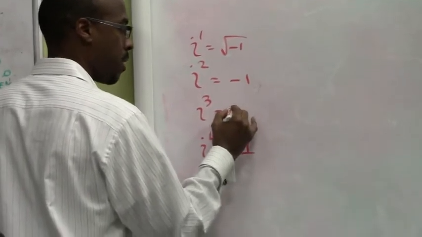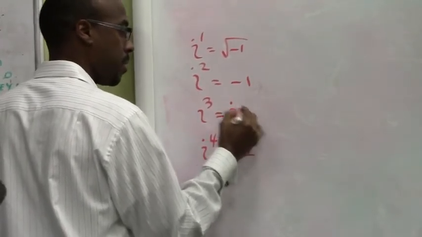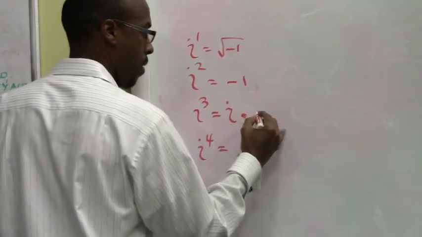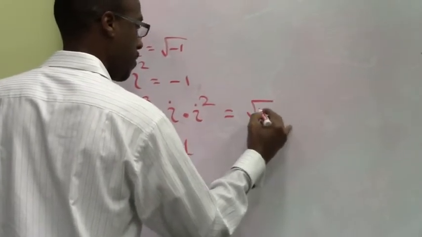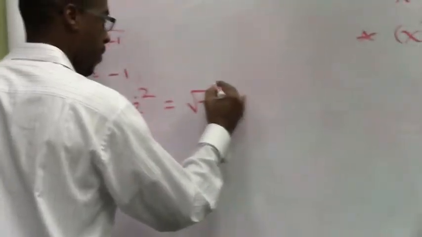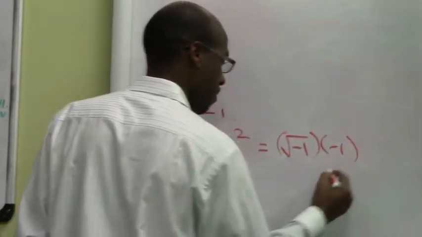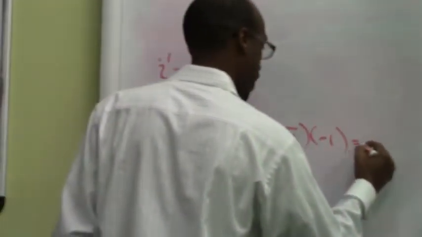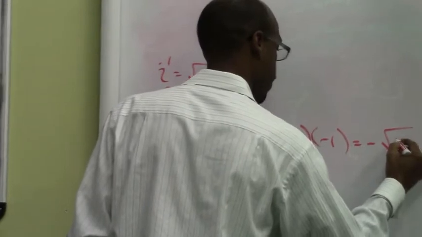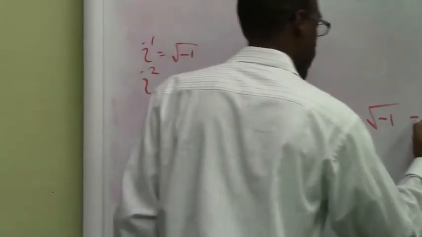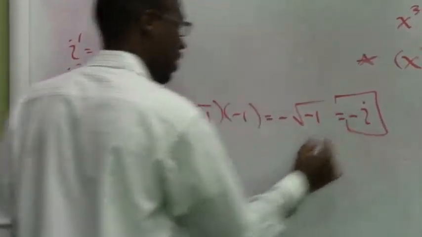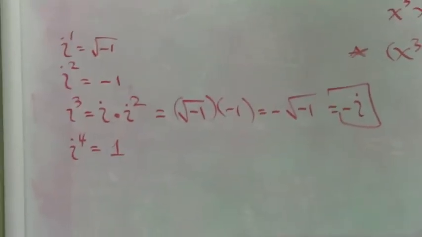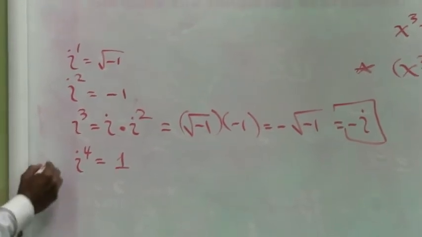I to the third power is just a regular I times an I squared. You are radical negative 1, and your friend here is negative 1. Therefore, this guy is a negative radical 1, which is a negative I. And then to go, the third one is just a negative I. Put a star on the fourth row, he's your friend.